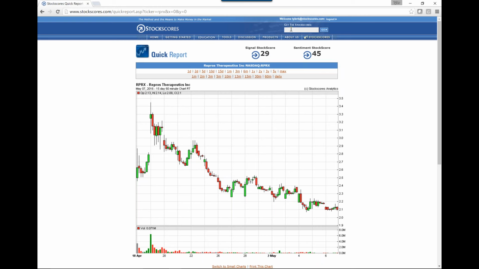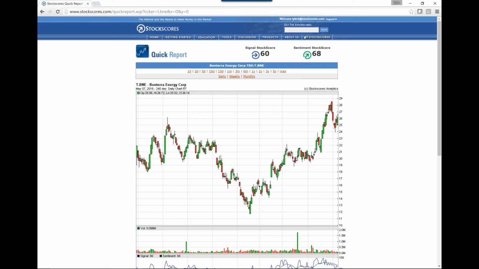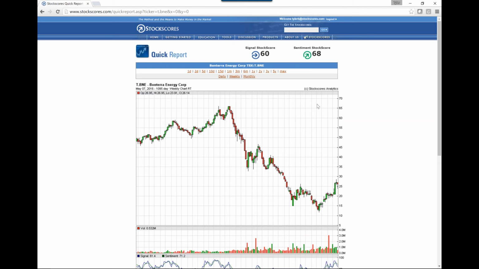Let's take a look at an energy stock, T.BNE, which is Bonterra Energy. Bonterra Energy, buyers are in control. We have optimism. We have rising bottoms on the chart. That's good. We had a little flag break on Friday, bouncing off of the upward trend line. That is good. Looking at the longer term time frame, I like it. I think longer term it's good. I think it's more likely to go to $35, $40 than it is to go to 15.